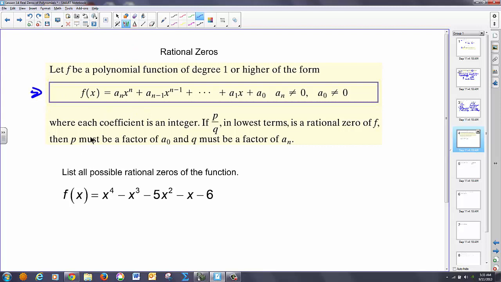All right, and we have all the coefficients in front are going to be integer values, so no fractions. All right, and if we let this quantity p be factors of a sub 0, in other words, this number here, and q be factors of a sub n, in other words, the leading coefficient over here, then we can say that all the possible rational zeros of this function are of the form p over q.